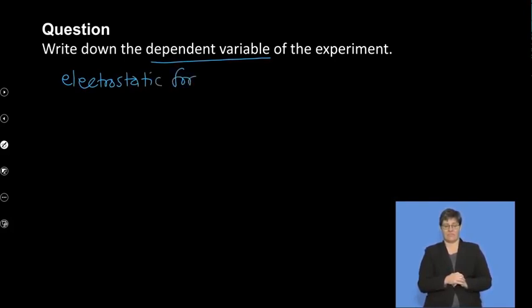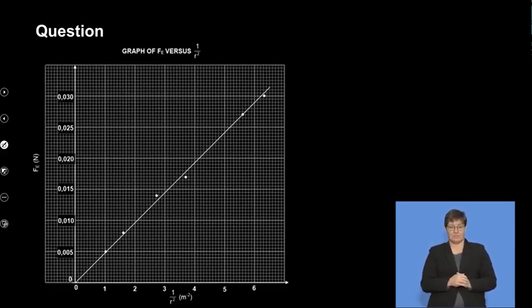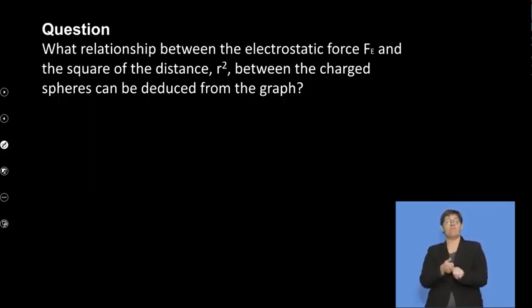And again, from the graph that's given, the electrostatic force is given on the vertical axis. So always the response variable or the dependent variable is plotted on the vertical axis, straightforward. Right, so this is our graph that was obtained, and then the follow-up question says, what relationship between electrostatic force and the square of the distance exists?